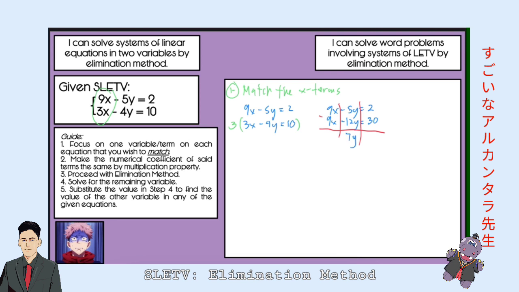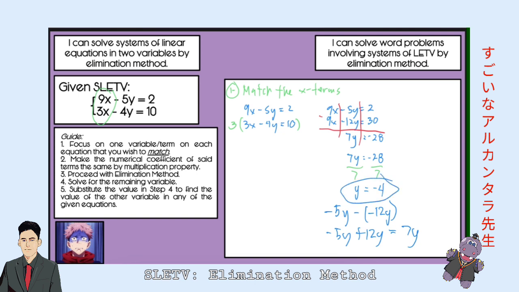Explanation, negative 5y minus negative 12y. Meaning, this will be negative 5y plus 12y. Therefore, you get 7y. Okay? 2 minus 30, that will give you negative 28. So 7y is equal to negative 28. Divide the entire thing by 7. Your y will be equal to negative 4. So that's it. You have negative 4 there.